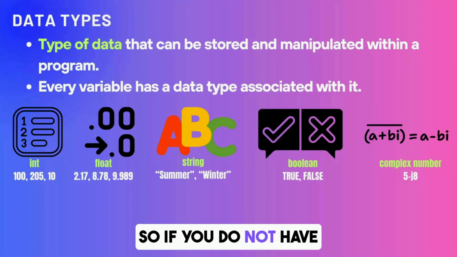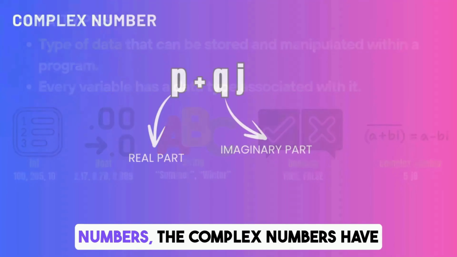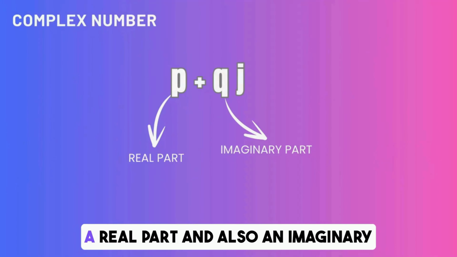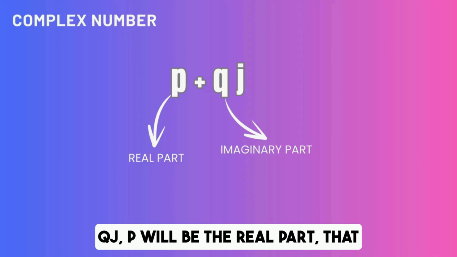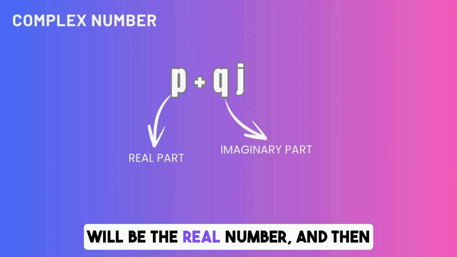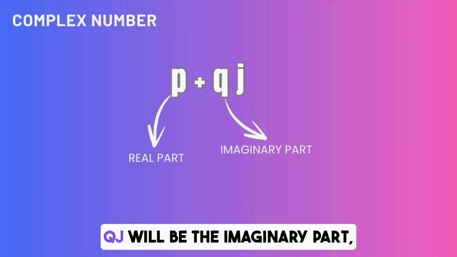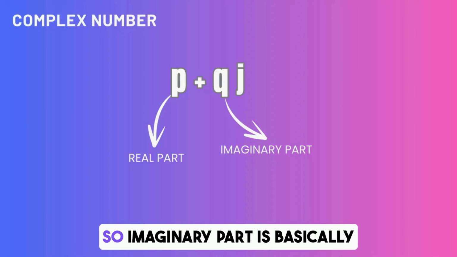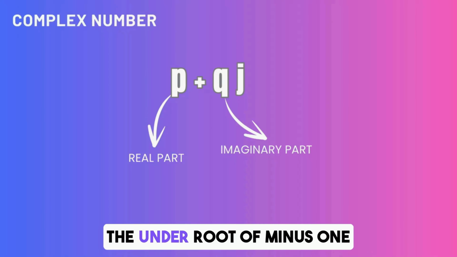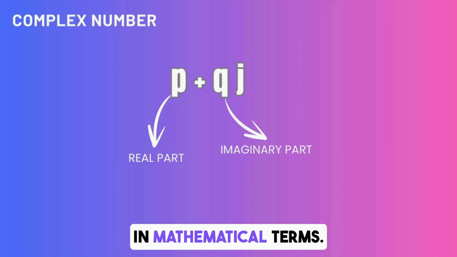If you do not have an understanding of the complex number, it has a real part and also an imaginary part attached to it. For example, if I say p plus qj, p will be the real part, that is the real number, and then qj will be the imaginary part, that is the imaginary number. The imaginary part is basically the square root of -1 in mathematical terms.